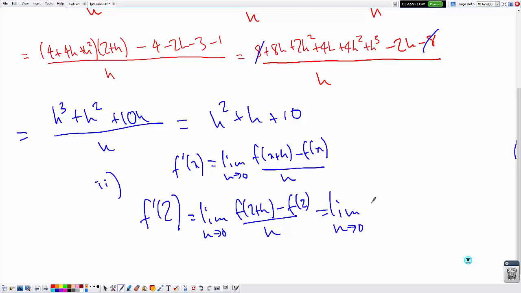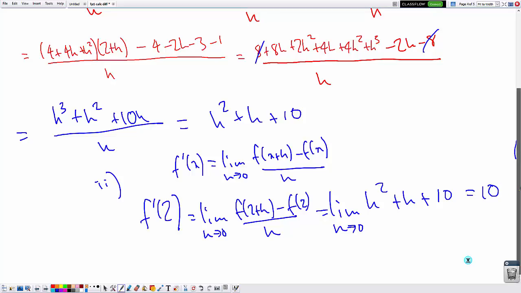of this: h squared plus h plus 10. Well, let's look at this. As h goes to 0, just think about what this goes to. If h is going to 0, then h squared is still going to be 0 squared. You could essentially just plug it in. As h tends to 0, this goes to 0, h goes to 0, and 10 stays 10. So this is equal to 10.